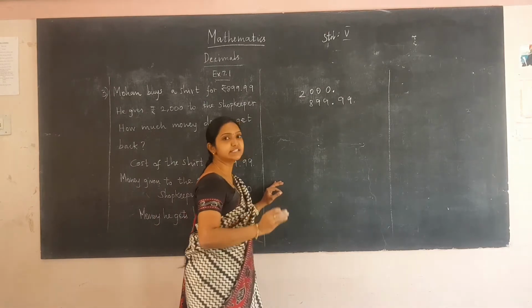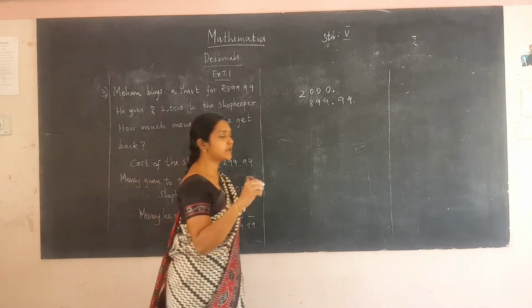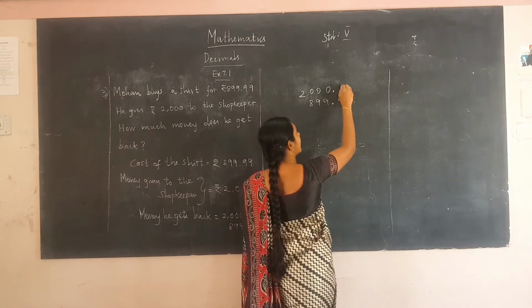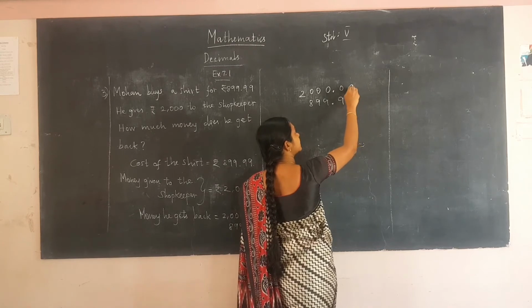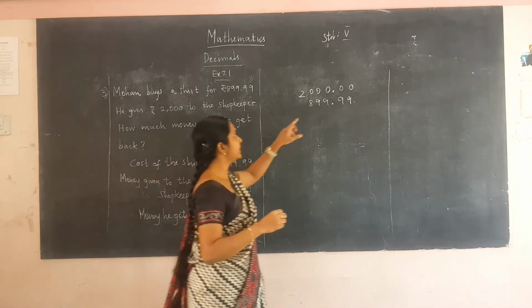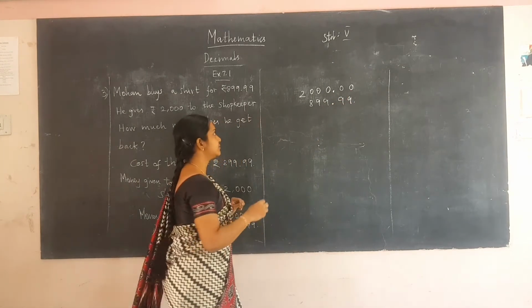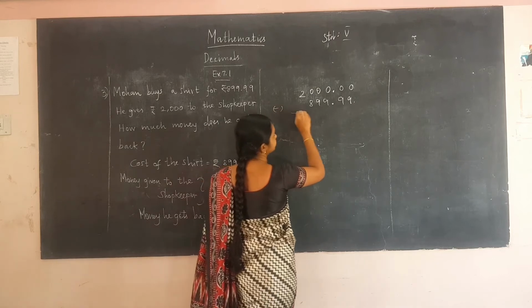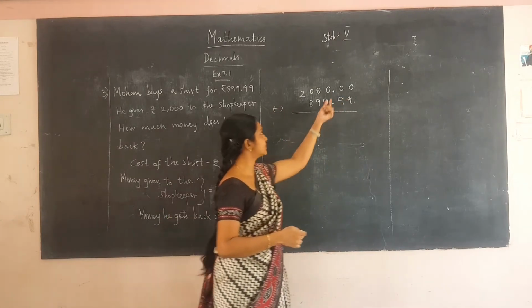If we don't have a decimal point and the number is a whole number, we have to keep the decimal point after the number and include zeros to make it like decimals. Now we have converted it by keeping a decimal point and putting zeros in two place values. Now we have to subtract. Remember that the decimal points should lie on a straight line.